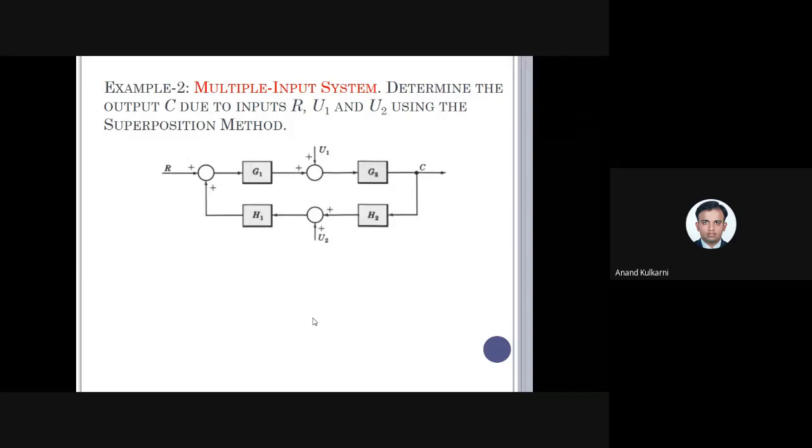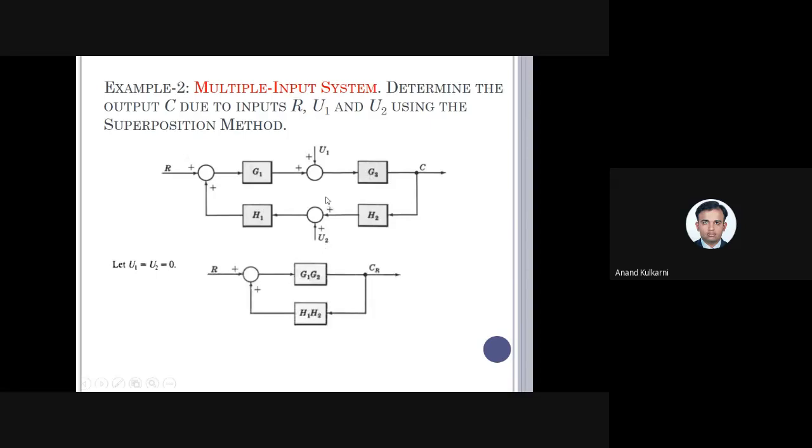Again, similarly, here we have three inputs. So we have to solve this problem by making two inputs 0 simultaneously. Make U1 and U2 0 and solve for R. Make R and U2 0 and solve for U1. Make R and U1 0 and solve for U2. So again we have this kind of problem.